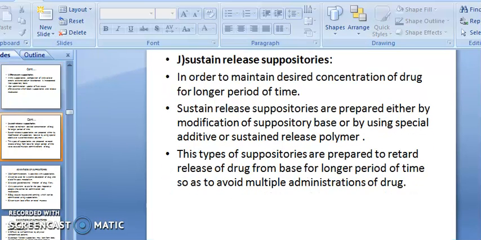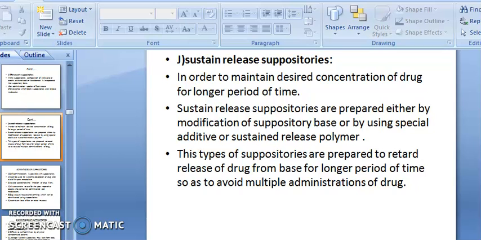Then sustained release suppository, in order to maintain the desired concentration of drug for a longer period of time. If you want to prepare a sustained action, that is, a longer period of action for the suppository, you can formulate the suppository in the form of a sustained release formulation. Sustained release suppositories are prepared either by modification of the suppository base or by using a fatty additive or sustained release polymer. When we use a polymer that has the property to form a sol, it increases the viscosity and leads to slow release of your drug while using the polymer as your base.